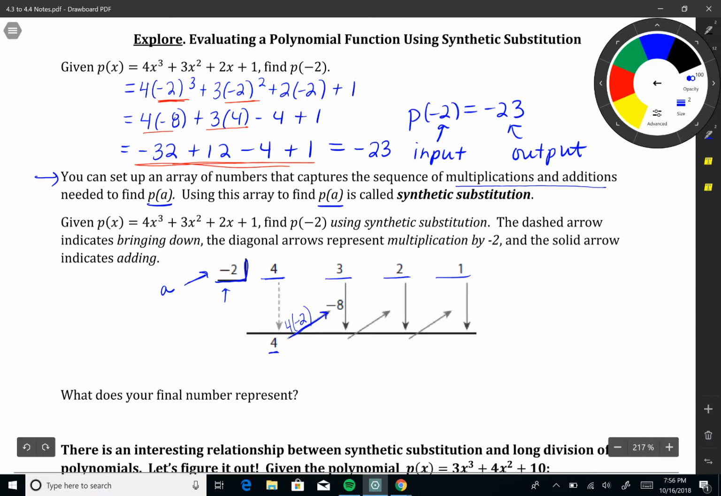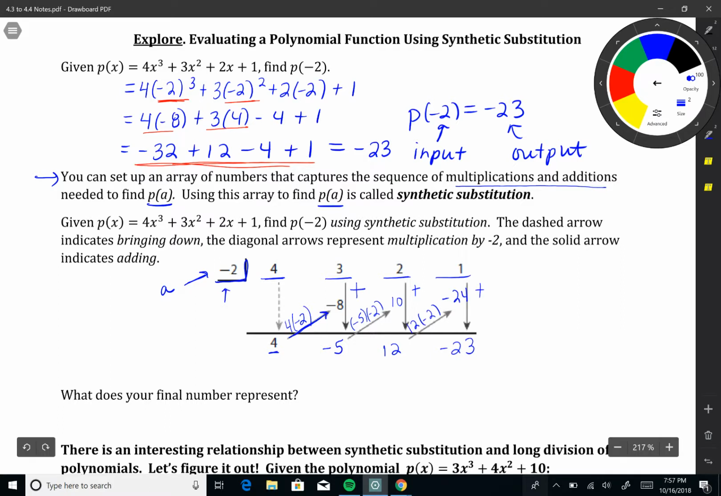So 4 times negative 2 gives me negative 8. And then the arrow coming down, we add. 3 plus a negative 8 is a negative 5. We do multiplication again. Negative 5 times negative 2 gives me a positive 10. And we add. 2 plus 10 gives me 12. And then we have one more diagonal arrow: 12 times negative 2 is negative 24, and then we add 1 plus a negative 24, and that gives us negative 23.